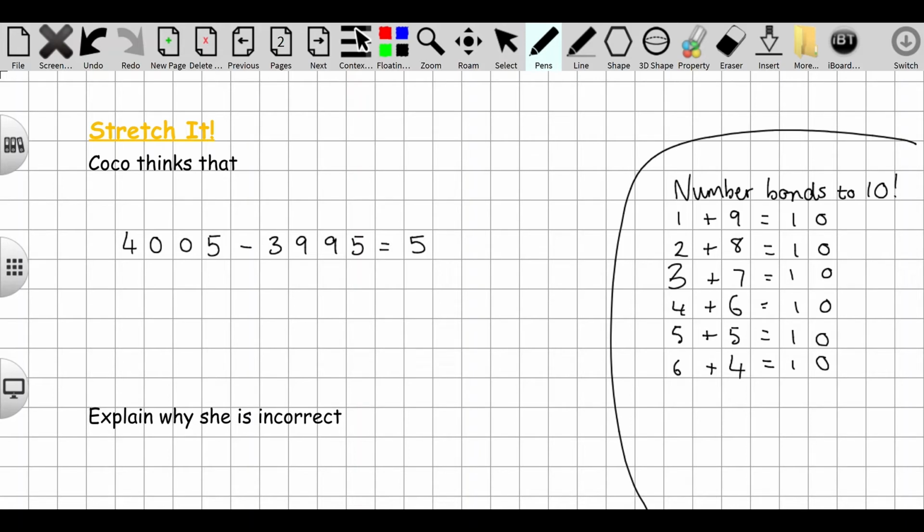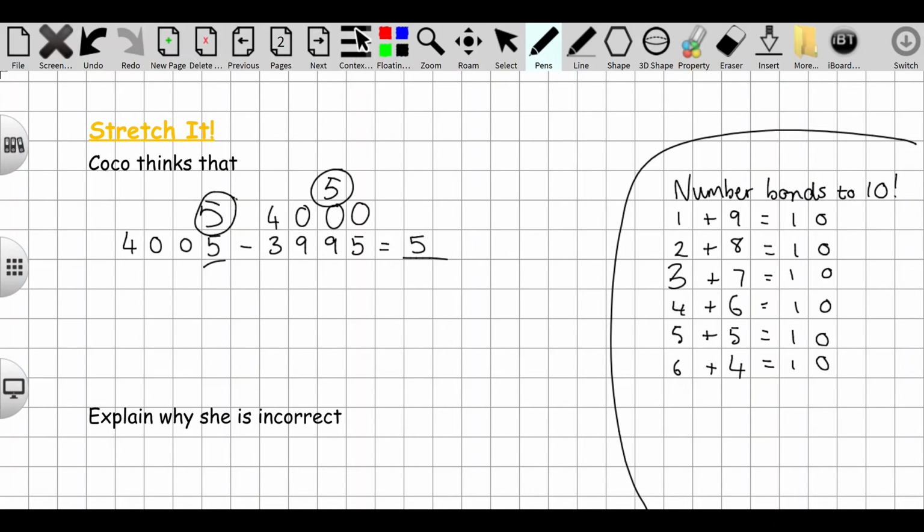So let's look at what Coco's done. Coco seems to have rounded up to 4,000. And the difference there from 3,995 to 4,000 is a jump of 5. So she's done the first bit correct. Brilliant. But that's not the answer, because you are trying to reach 4005, which means she still needs to add on 5.